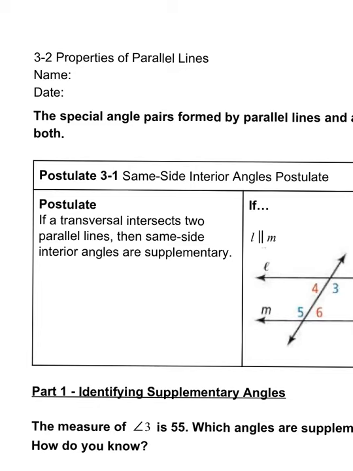So postulate 3.1, okay? Same side interior angles postulate. Same side interior angles. So the angles that lie within the 2 parallel lines, and are they on the same side or opposite side of the transversal? Same side, hence the name same side interior angles, okay? So if you read the postulate, it says, if a transversal intersects 2 parallel lines, then same side interior angles are supplementary, okay? So that is our first postulate.